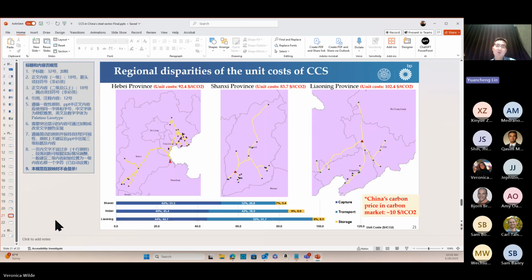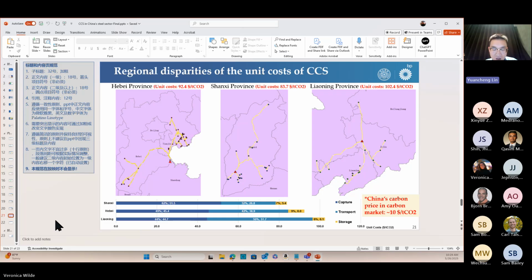Also, we conduct some very detailed regional source-sink match analysis using SIMCCS. We can find that for this region, we will spend a very high cost to build the CCS network, which includes CO2 capture, CO2 transport, and CO2 storage.